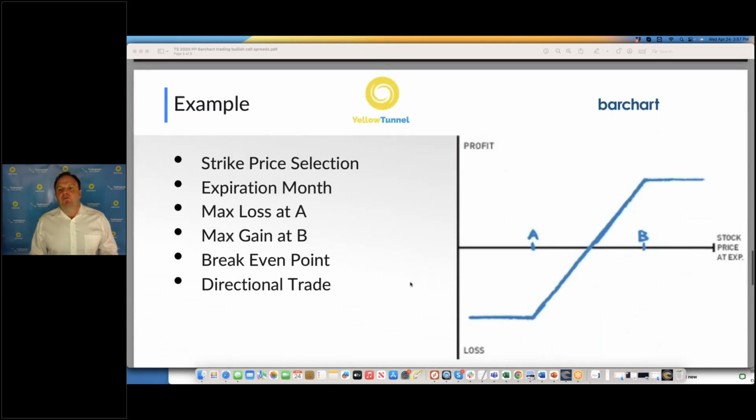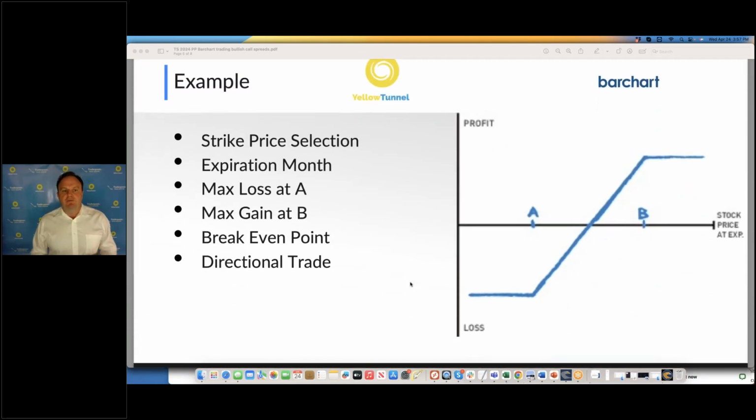So here's an example of what the profit loss looks like, right? One is selecting the strike price, which is point A and B. We'll go over that shortly, how you select the strike price. But if you have a bullish bias, you think the stock is going to gravitate towards a certain price, then those are the strike prices you select.